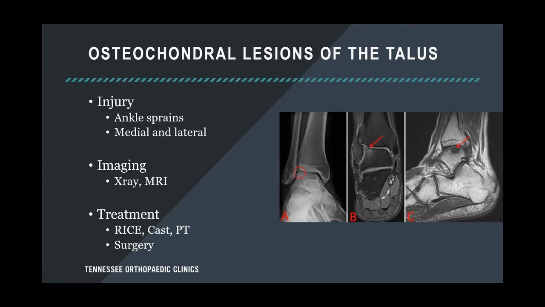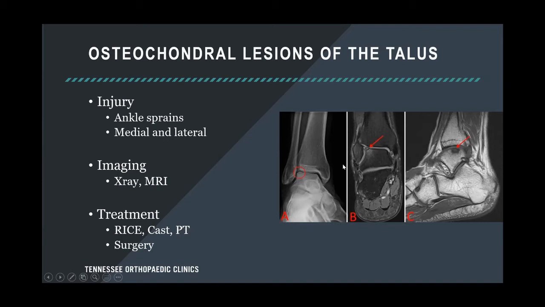Again, these are another thing that you can find incidentally on MRI, as patients will come in complaining about something else, and then you'll go in there and they'll have an osteochondral lesion. Then it's up to me to figure out if that's causing the pain or if something else is causing the pain. But these are pretty common lesions. CT scans can also be done if you're concerned for a larger fracture fragment.